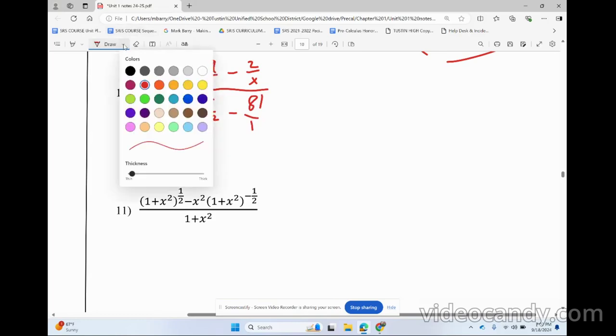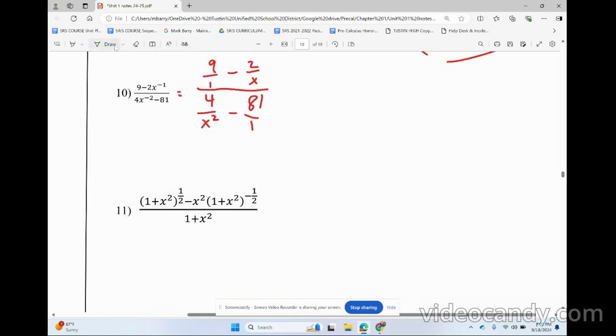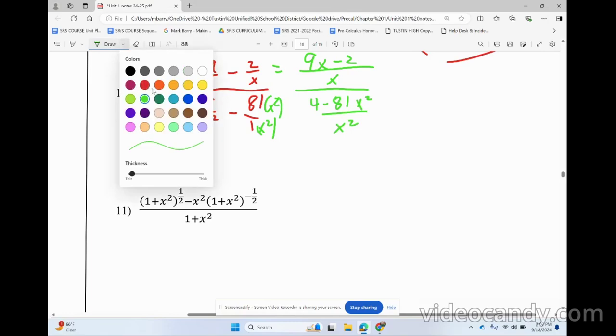Okay, so now I need to do common denominator in the numerator. So I'm going to say that means we should multiply this by x, and that's going to become 9x minus 2 over x. And then I'm going to do the same thing down here. This one's got to multiply by x squared, and so that's going to become 4 minus 81x squared over x squared. Okay, so now we can go ahead and multiply by the reciprocal.